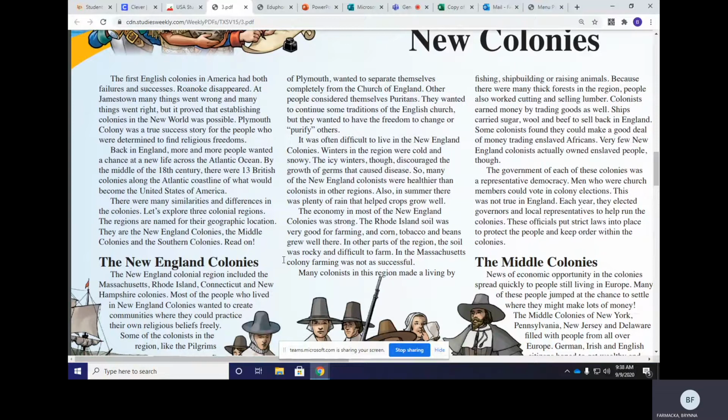It was often difficult to live in the New England colonies. Winters in this region were cold and snowy. The icy winters, though, discouraged the growth of germs that caused disease. So many of the New England colonists were healthier than colonists in other regions. Also, in summer, there was plenty of rain that helped crops grow well. The economy in most of the New England colonies was strong. The Rhode Island soil was very good for farming, and corn, tobacco, and beans grew well there. In other parts of the region, the soil was rocky and difficult to farm. In the Massachusetts colony, farming was not as successful.